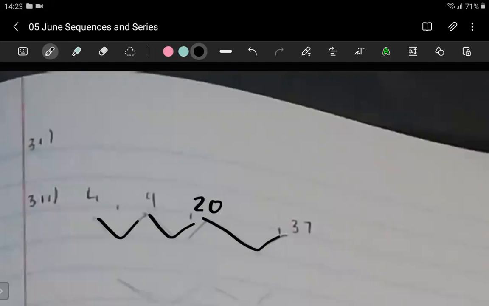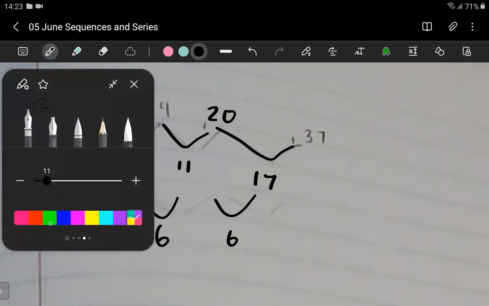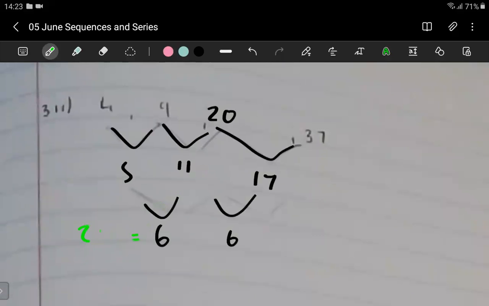So we can just do what we know to do. This minus this is going to be 17, 11, and 5. Then the second common difference, 6. And then as you already know, everything here we're going to need to make equal to 2a, 3a plus b, a plus b plus c.